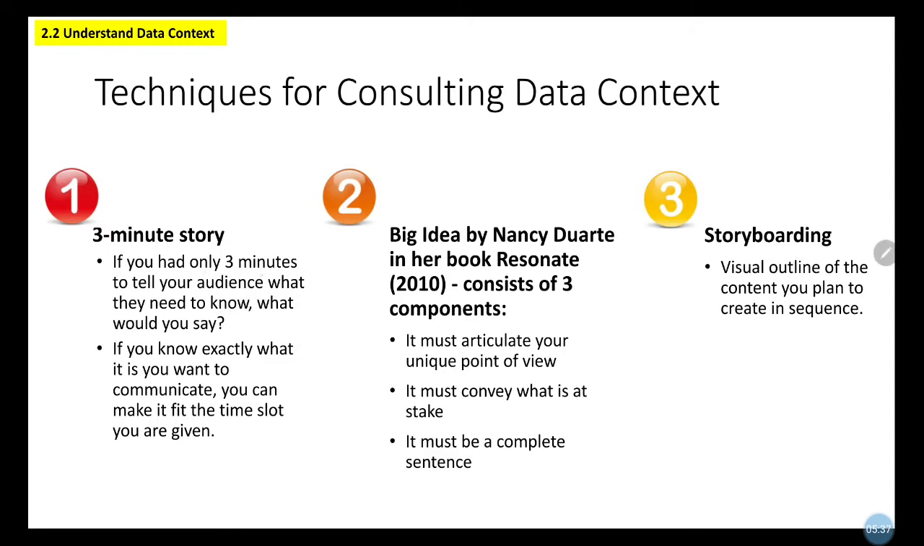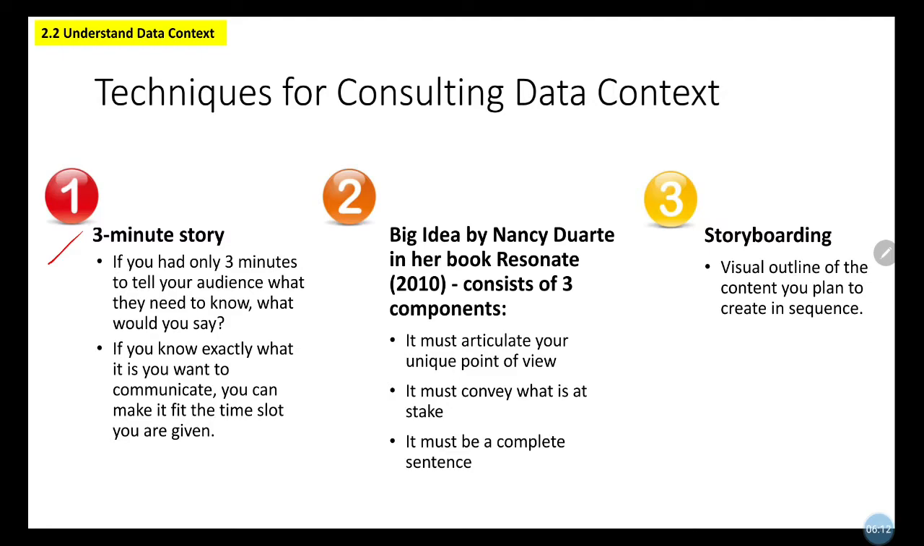If you only had 3 minutes to tell your audience what they need to know, what would you say? If you know exactly what you want to communicate, you can make it fit the time slot you are given. That means you try to summarize the information that you are analyzing before you produce a visualization in a 3-minute story, so that the audience can understand whether that is what they want to have in the visualization. This is one way to help you consult with the data context.